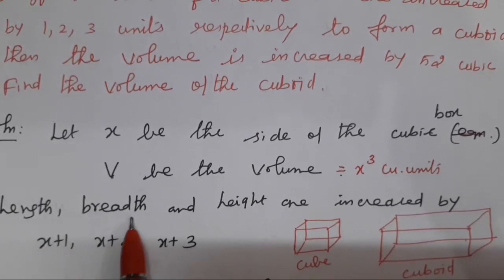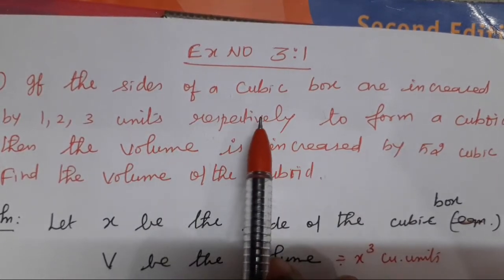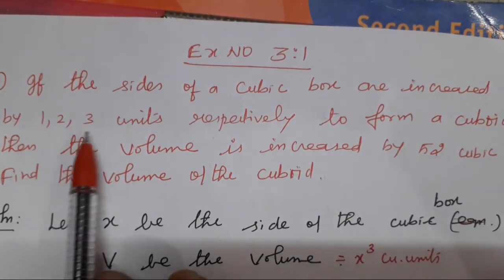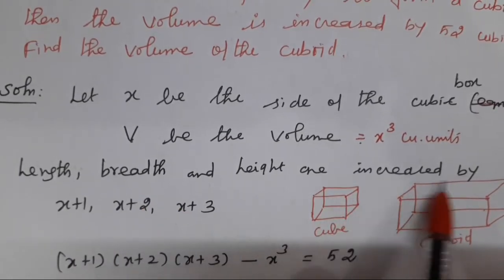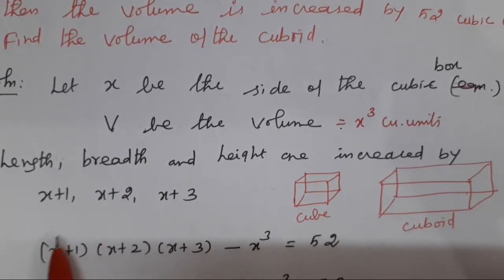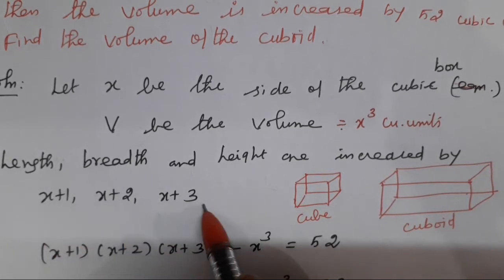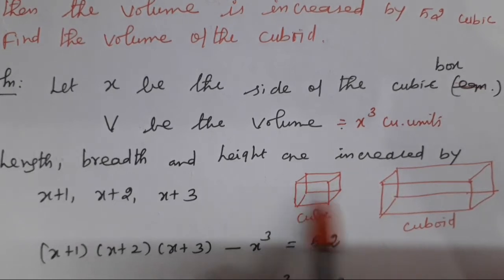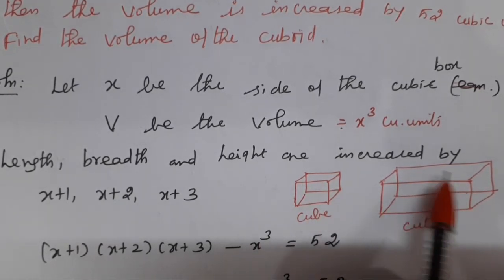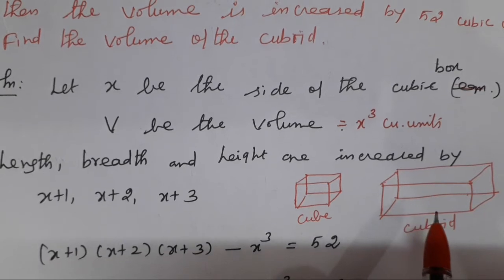The length, breadth and height are increased as given in the question, by 1, 2, 3 respectively. Therefore, the length, breadth and height become x plus 1, x plus 2, x plus 3. The cube, increased length, breadth and height wise, becomes a cuboid, and we are going to find the volume of the cuboid.